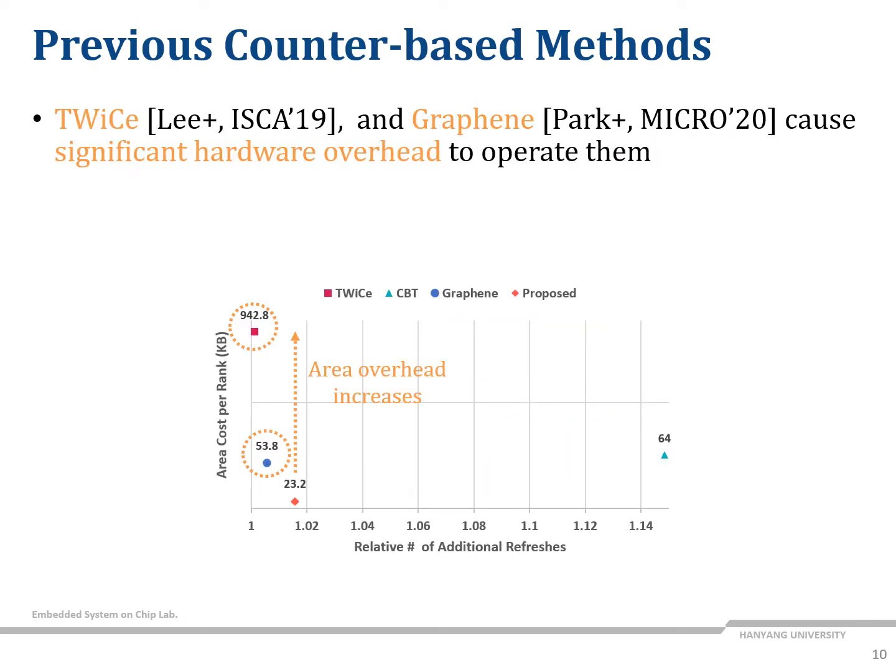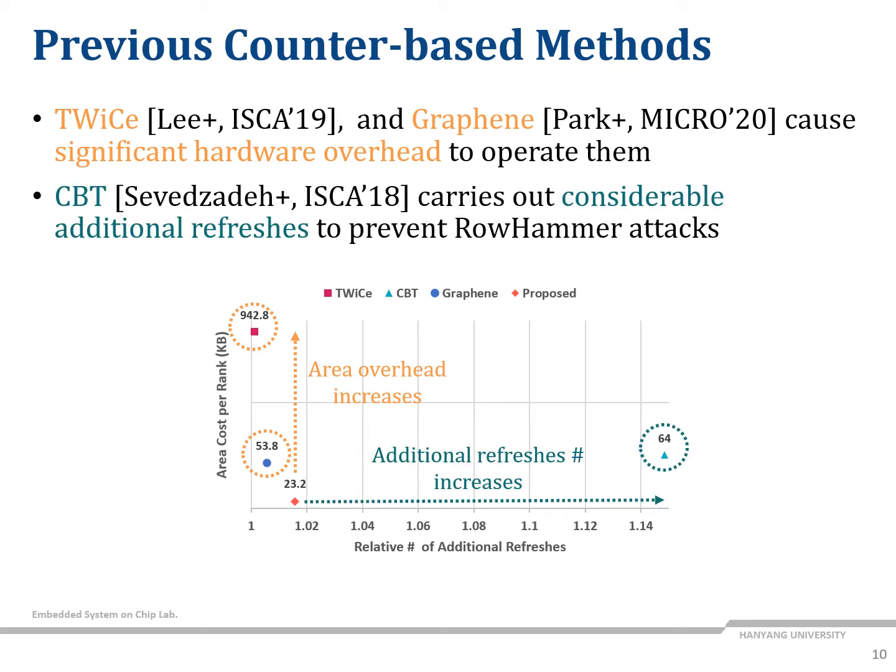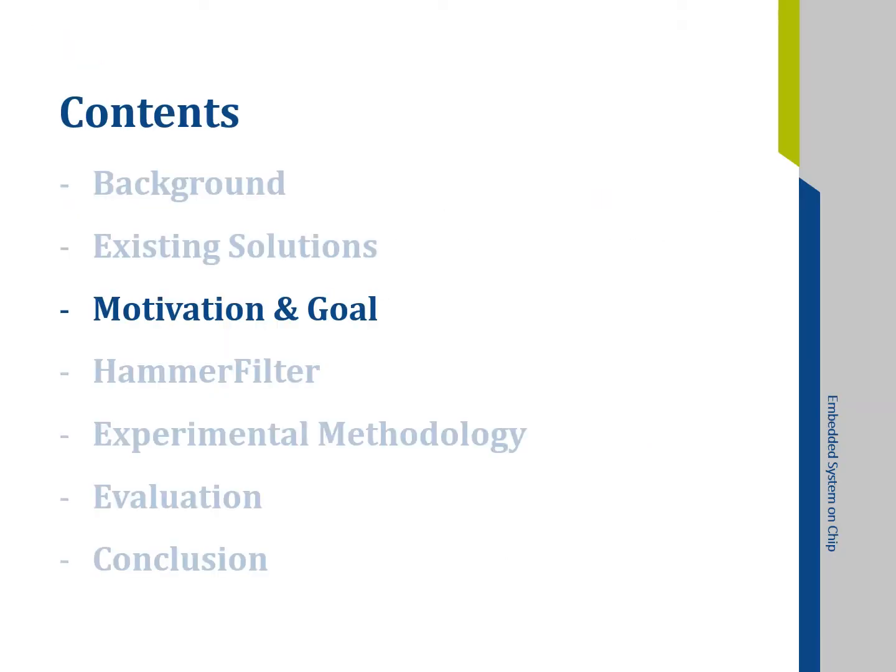There are also several previous counter-based schemes. TWiCe and Graphene cause significant hardware overhead to operate compared to our proposed scheme. And CBT not only requires a large hardware overhead but also carries out considerable additional refreshes to prevent RowHammer attacks. I'm going to explain our motivation and goal.